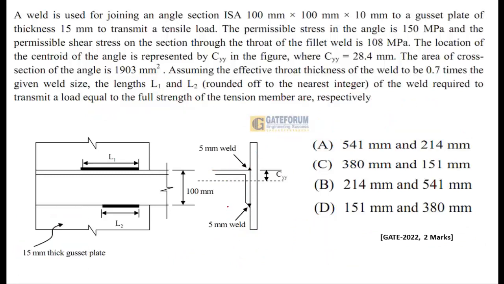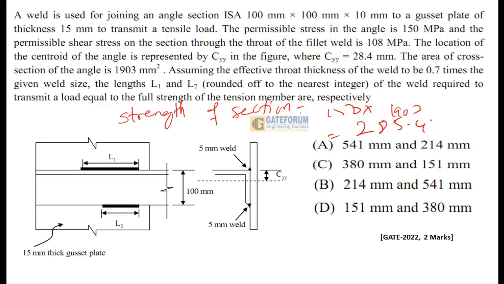Now let me calculate the strength of the section. To find the strength of the section, we have a formula: permissible stress, that is 150, into the cross-sectional area of the angle, that is 1903. So 150 into 1903 is 285.45 kilonewtons.